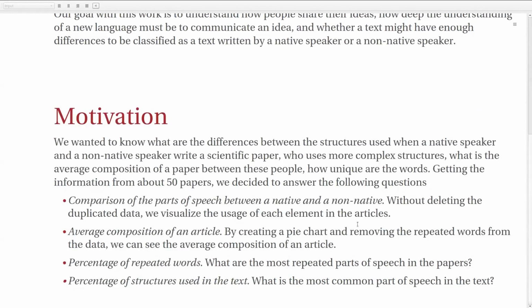To explain in a general way what the article is about, we want to know the differences between the structures used when a native speaker and a non-native speaker write a scientific paper, who uses more complex structures, and how unique are the words. For that, we got the text from the abstract, introduction, and conclusion. Why? Because they are less technical and use more everyday language.